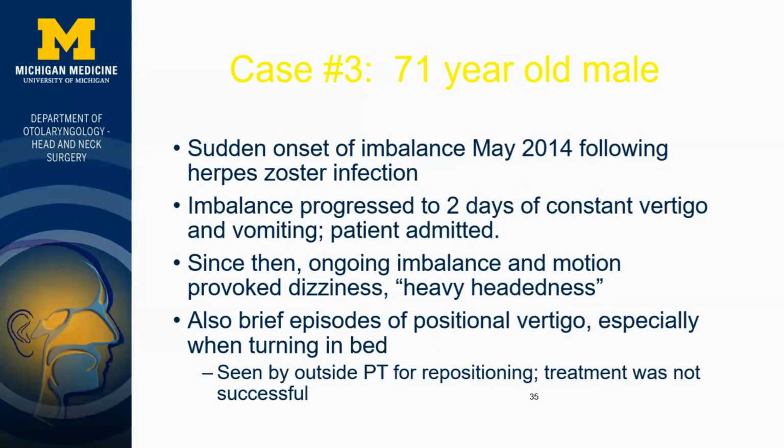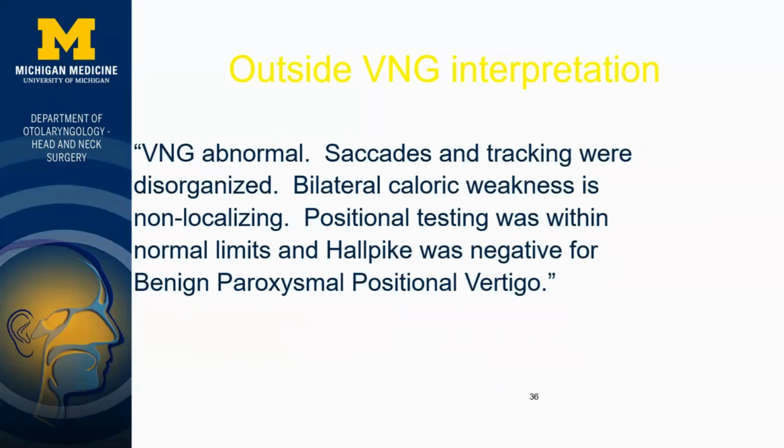Case number 3, we'll just run through it again, mostly to look at that raw data. Sudden onset of imbalance, May 2014, following herpes zoster infection. Outside VNG said VNG is abnormal. Bilateral caloric weakness is non-localizing.